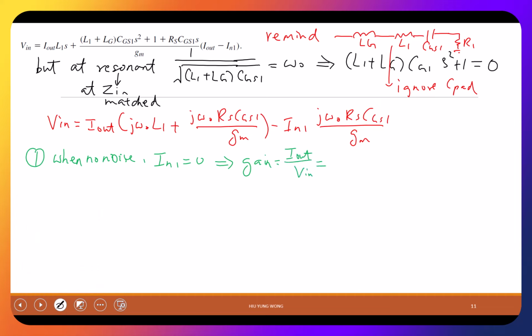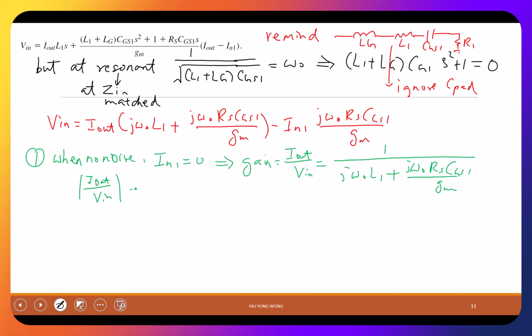Which is equal to a pretty complicated expression, 1 over the whole thing: 1 over j omega 0 L1 plus j omega 0 Rs CGS1 divided by GM. Is that okay? But I only care about the magnitude, because later we're going to square it. We're going to find the magnitude anyway, right? So the I_out divided by V_in, but the j is gone, right?